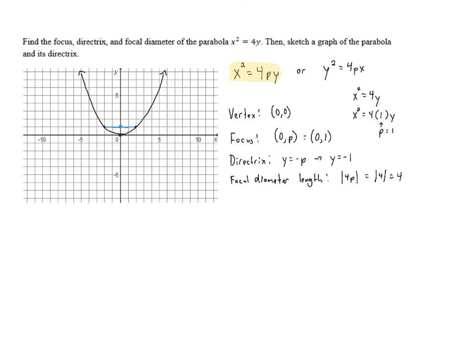Now we were also asked to graph the directrix. We know the directrix is the line y equals -1, so that's going to be this horizontal line down here. And so this is our graph.